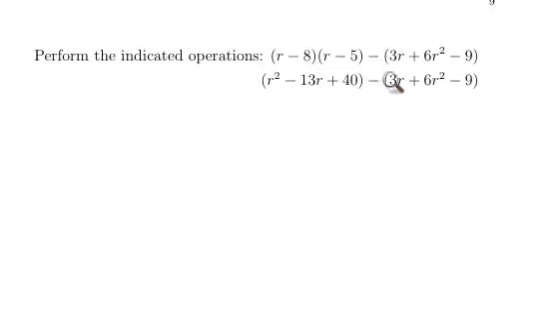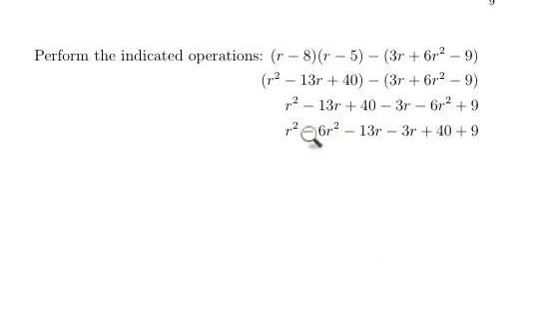Remember that that negative will distribute through this polynomial. So taking the parentheses off leaves us with the r squared minus 13r plus 40 minus 3r minus 6r squared plus 9. Let's regroup so that we can add like terms. So there we are regrouped. We'll be able to add the r squareds, the r's, and the constant terms, leaving us with the final result, negative 5r squared minus 16r plus 49.